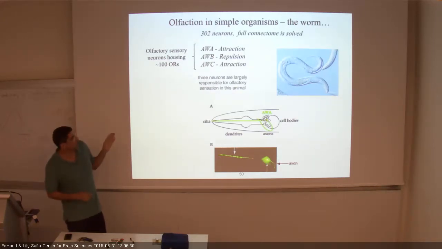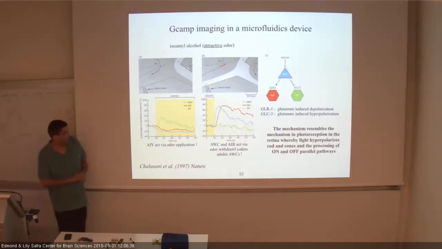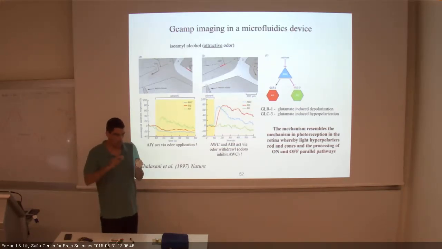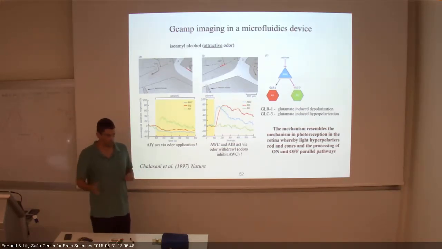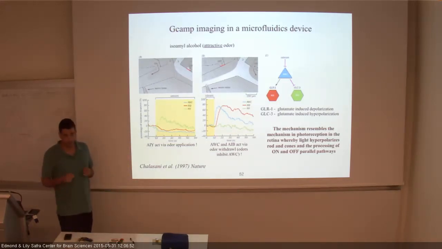Very similar to the AWA, right? If we excite it, we activate it, you get attraction. And surprisingly, what they found, another nice thing about the C. elegans system is that you can use it. Of course, the genetics is mind blowing. You can do, like I said, whatever you want, and also very fast.